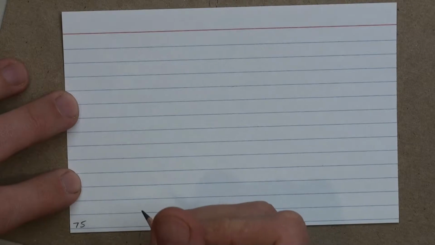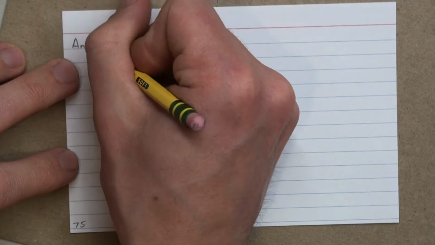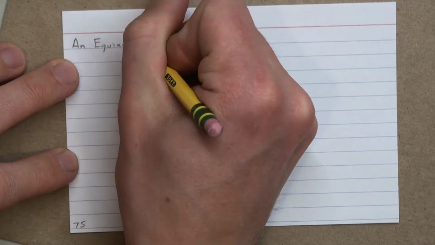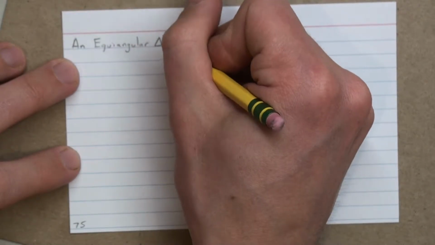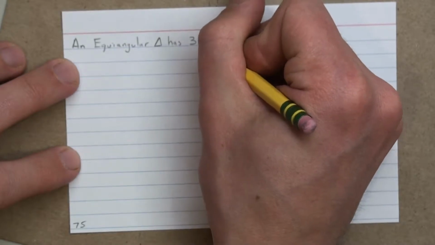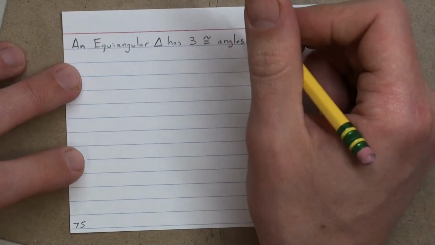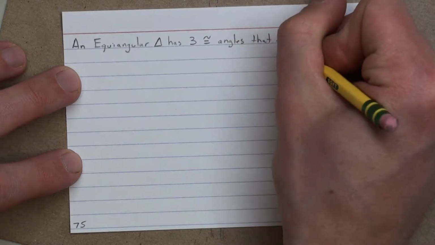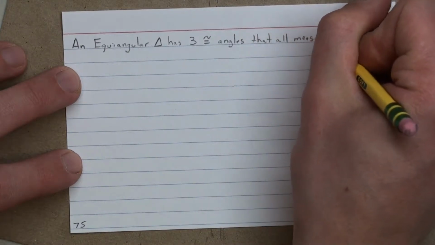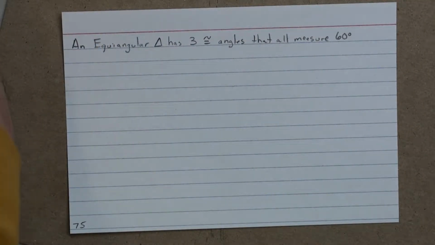Card 75. An equiangular triangle has three congruent angles that all measure 60 degrees. Just see something real quick.